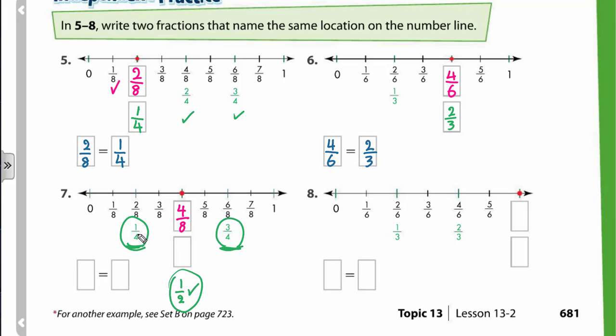Yes. Okay, so this is 1/4. Why? Because we divide the distance from 0 to 1 into 4 equal lengths. 1, 2, 3, 4. So the first one is 1/4. The second one is the first is 1/4. So the next will be 1/3. No. This is 1/4.